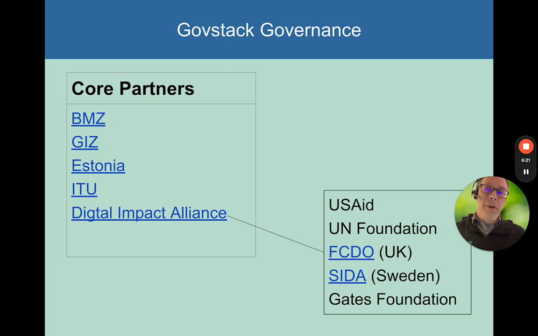And if you're wondering who's behind GovStack, well, it's some of the same players, actually. BMZ, who's also a board member of the DPGA, GIZ is a service organization in the German government. Actually, if you take BMZ and GIZ and let's just call them the German government, the government of Estonia, ITU, and something called the Digital Impact Alliance.